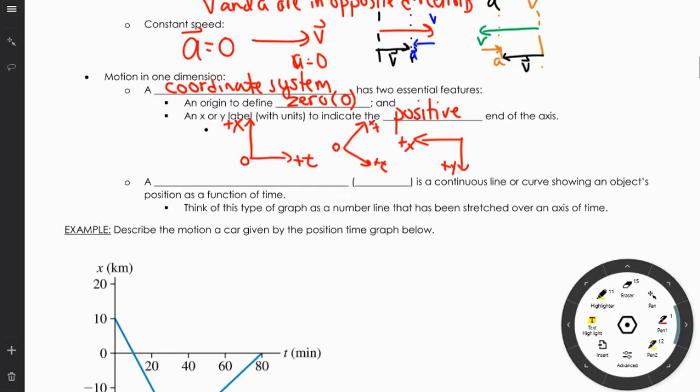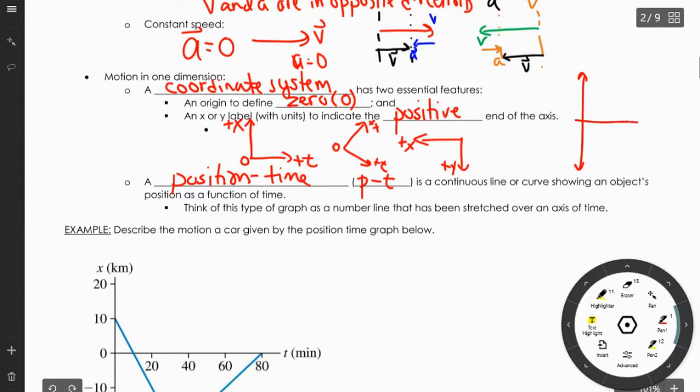Okay, now a position time graph. Now we're going to talk a little bit about some of these graphs that we're going to see. A position time graph, or what I call a PT graph, is a continuous line or curve showing an object's position as a function of time. One thing you can think about is that this graph is a number line stretched over an axis of time. If I take a number line, which amounts to my position, because position is going to be on the y-axis, and I take that number line and stretch it over this time axis, that's my position versus time graph.